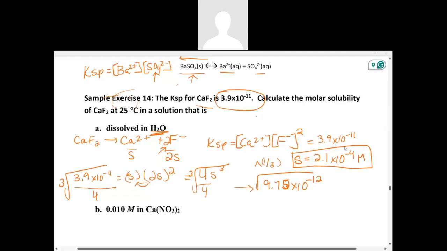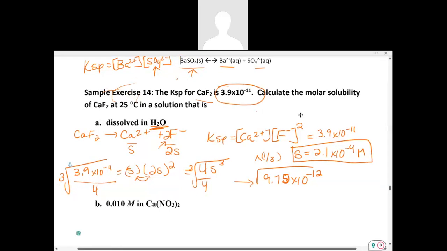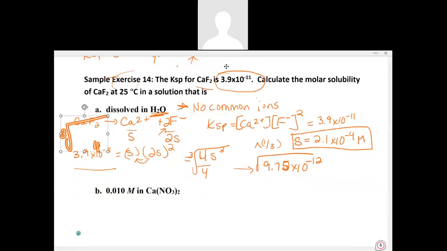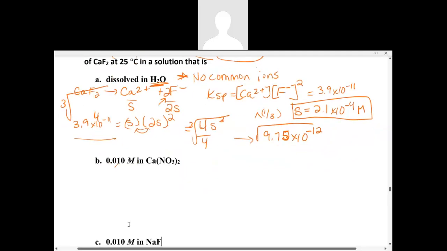In the last video, we looked at sample exercise 14 from chapter 17, and we dissolved our calcium fluoride salt in water. So we looked at part A, which would be with no common ions present. In the next two parts, we're going to take a look at what happens when we do have a common ion present. First, we'll look at a common cation, and then we'll take a look at a common anion. So in part B here, our calcium ion is our common ion. So let's see what happens to our solubility when we have that.